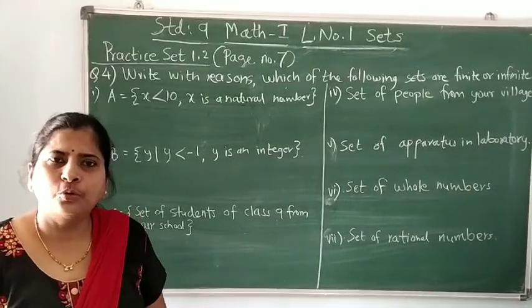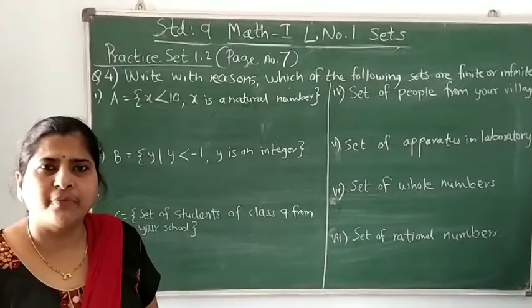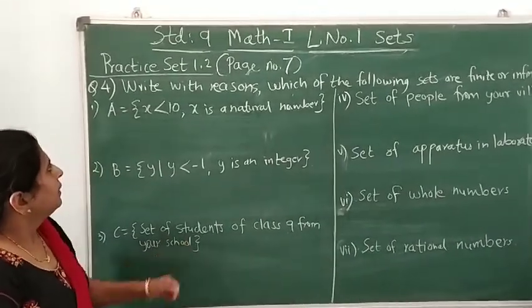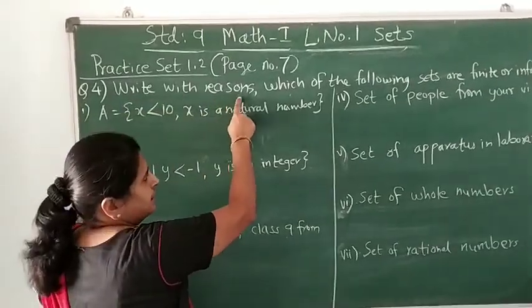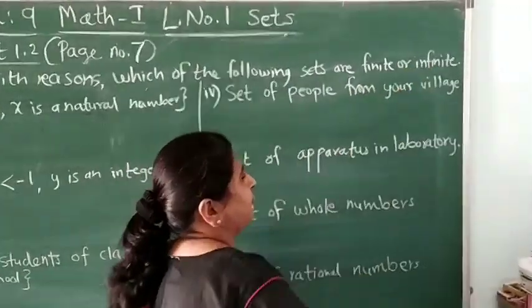Let's continue to solve practice set 1.2. Till now we have seen question number 1, 2, 3. Now let's see question number 4. It is on page number 7. Question number 4 is: write with reasons which of the following sets are finite or infinite.